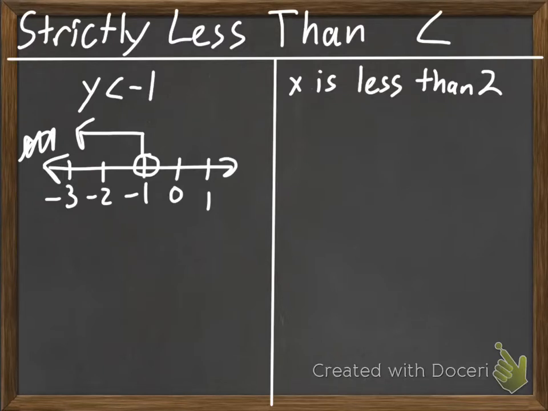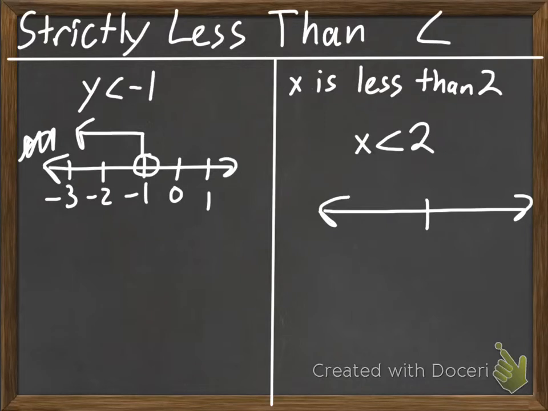X is less than 2. So we got another word problem. So we have x is less than, that's this symbol, 2. Then we go back to our number line. There we go. Again, open dot, because it cannot equal 2. And then we show less than.